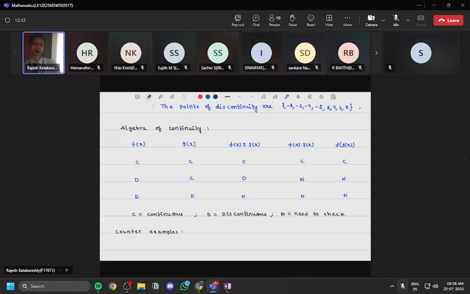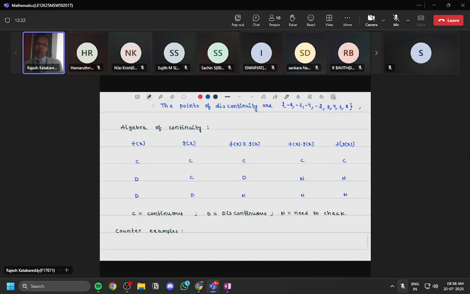Understood? One thing should be in our mind: when two continuous functions are used in all algebraic operations, the resultant will always be continuous. When one is discontinuous and the other is continuous, we are very much sure about their sum and difference. The remaining need to be verified. Understood this one? Copy this. After this, we will see some good counter examples to justify these reasons.